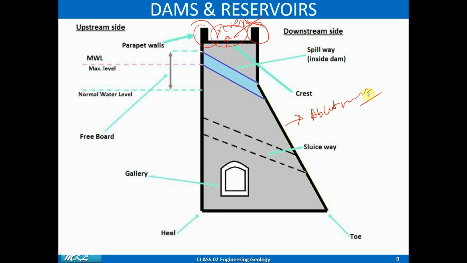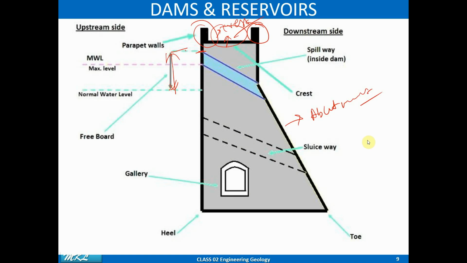Now the freeboard is there. What is freeboard? This is the normal water level, and this is the maximum water height. So this will be marked as the freeboard. The freeboard is the space between the highest level of water in the reservoir and the crest of the dam. Why is this point the highest level of the water?